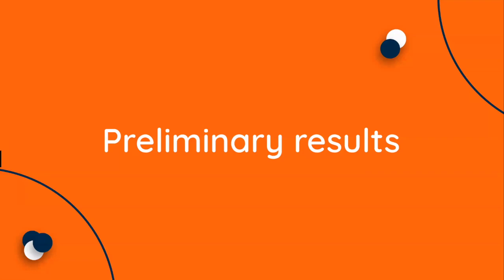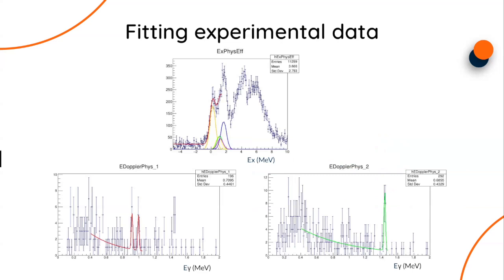Okay, and now I will show you some preliminary results that we got for this experiment. So how do we fit the final data? Here I'm showing again the excitation energy spectra that we got. We have this ground state here. This excitation energy fit is only used to determine the ground state amplitude. The rest we get with the gamma ray.